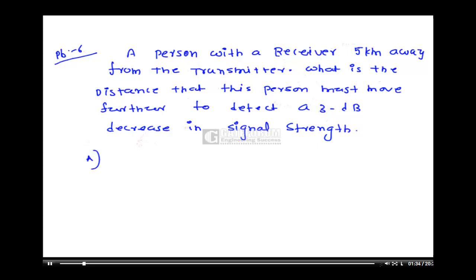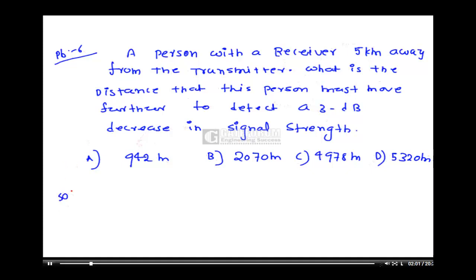So options are: option A 942 meters, option B 2070 meters, option C 4978 meters, option D 5320 meters. So this is a given question.